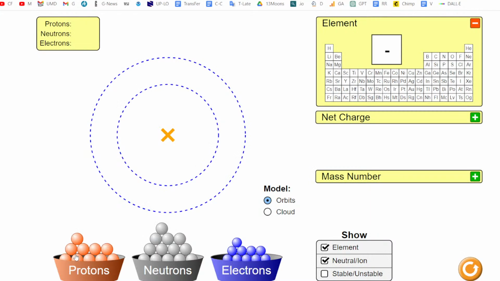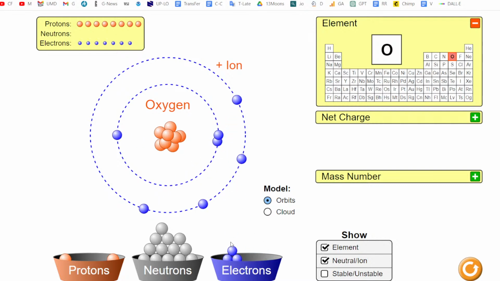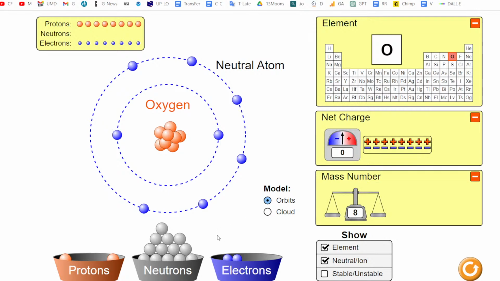So we're doing oxygen. We said oxygen had 8 protons. 1, 2, 3, 4, 5, 6, 7, 8. That makes it oxygen. We said it had 8 electrons. 1, 2, 3, 4, 5, 6, 7, 8. Is that right? So that's correct. It's a neutral atom now. Charge is 0. Its mass number is 8.